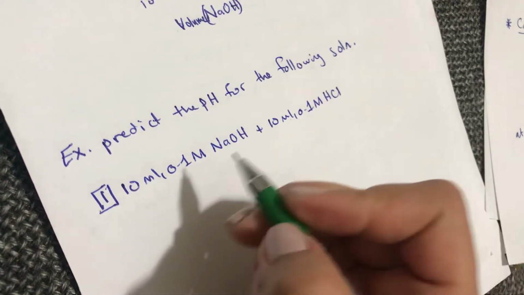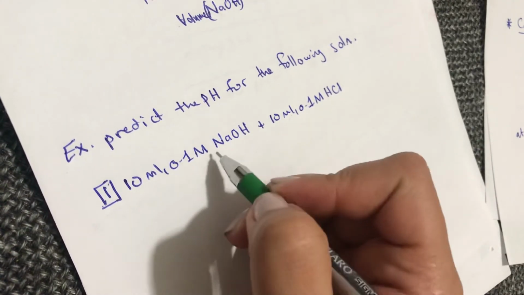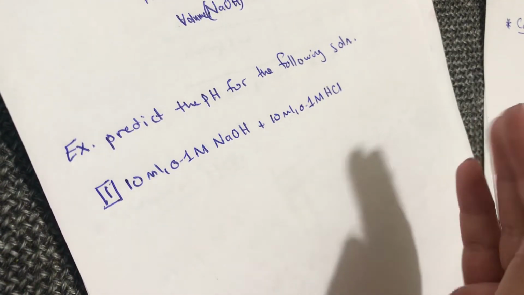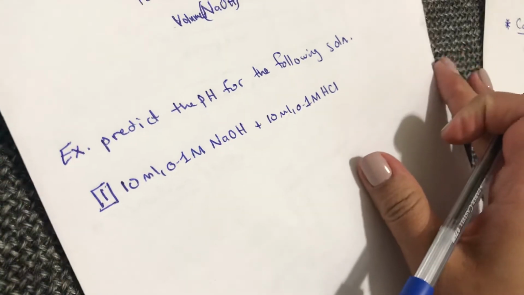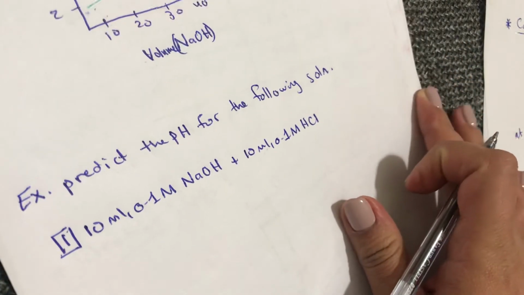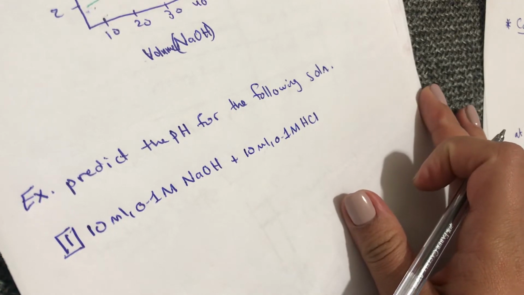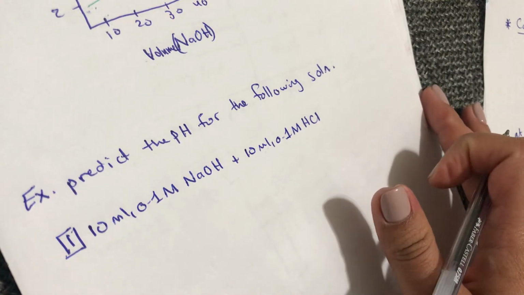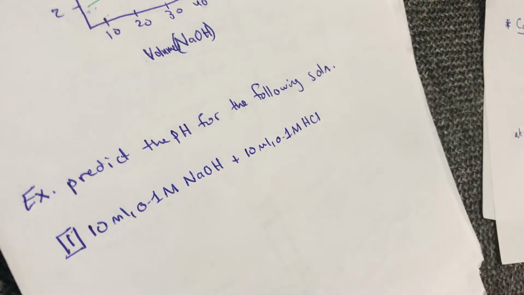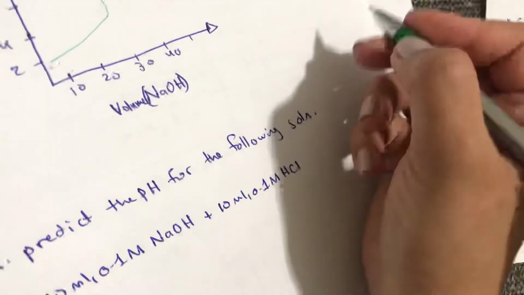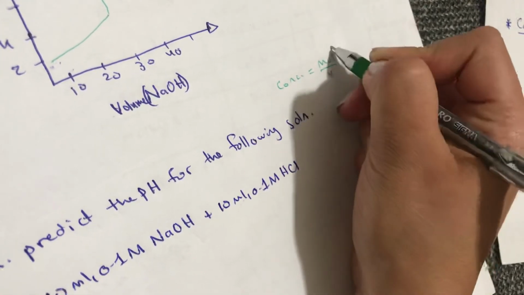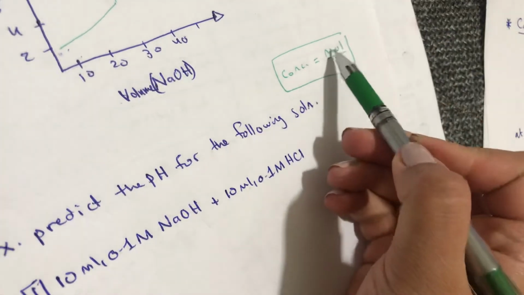So you have to convert volume and concentration to number of moles. If the number of moles of acid equals the number of moles of base, so pH equals 7. If the number of moles of acid is greater than base, so pH is lower than 7. And if the number of moles of base is more than acid, so pH is greater than 7. Again, concentration equals moles per volume. So to get the number of moles, you have to multiply concentration times volume.